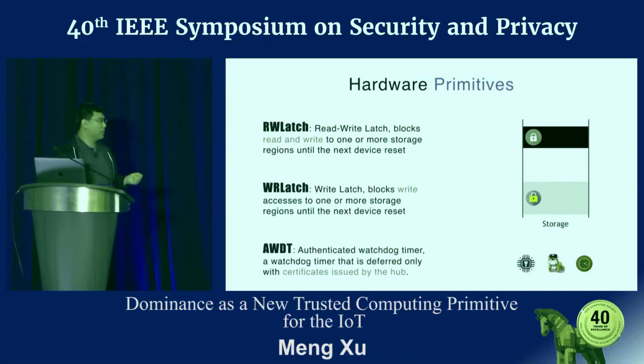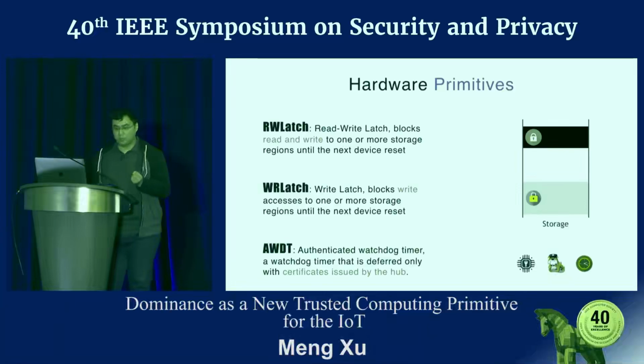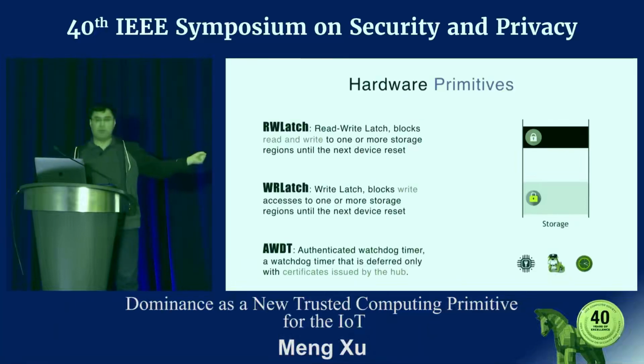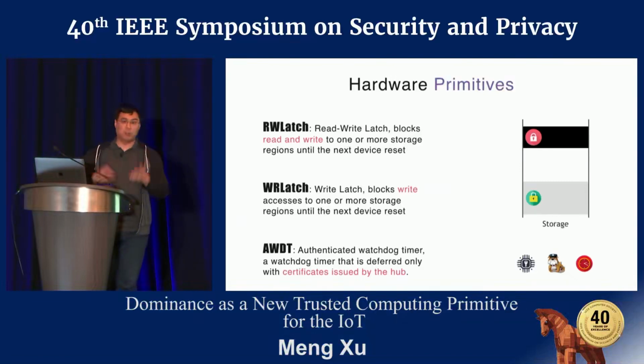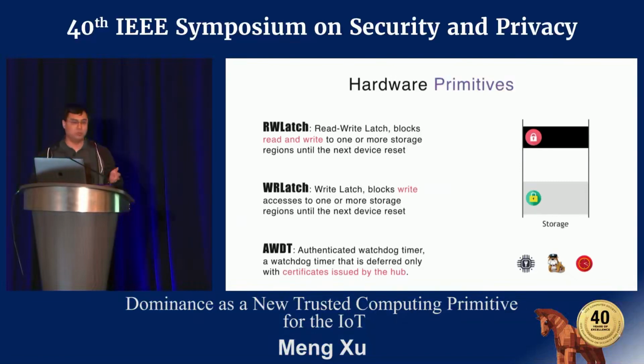The next hardware primitive is called the authenticated watchdog timer. This watchdog timer is similar to a conventional watchdog timer, which we will explain later. But instead of servicing the watchdog by writing some constant, publicly known passphrase, this kind of watchdog timer has to be serviced with certificates issued by the hub.